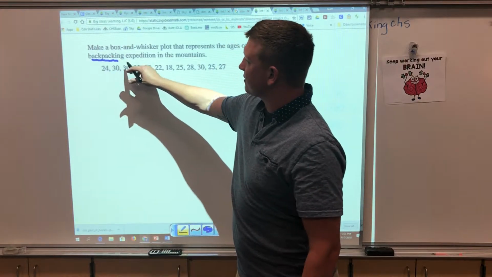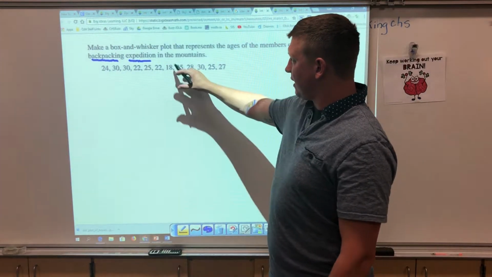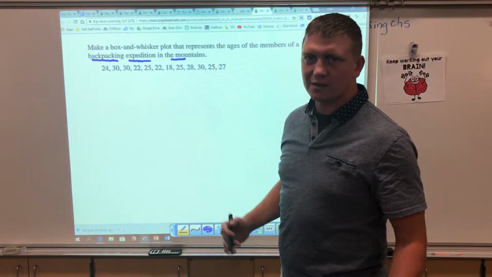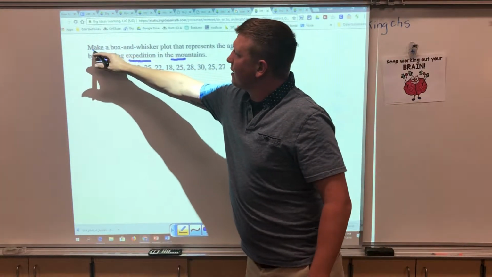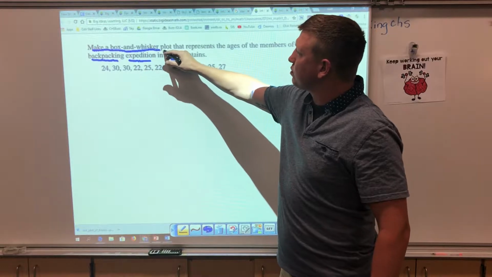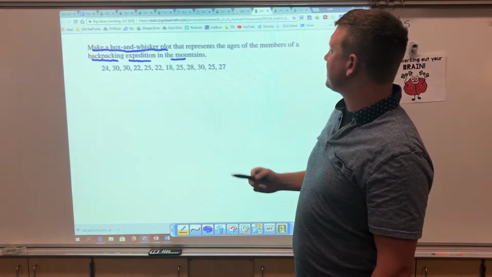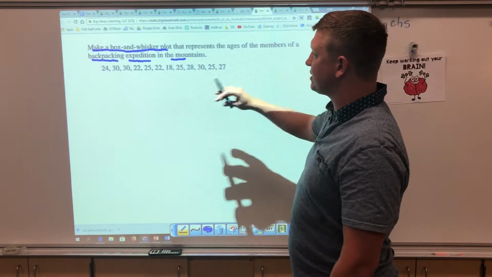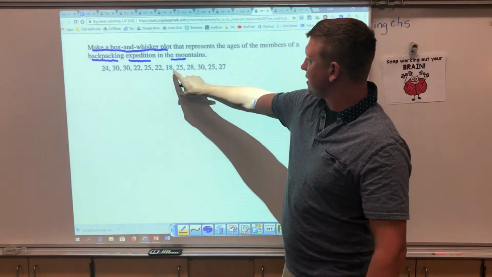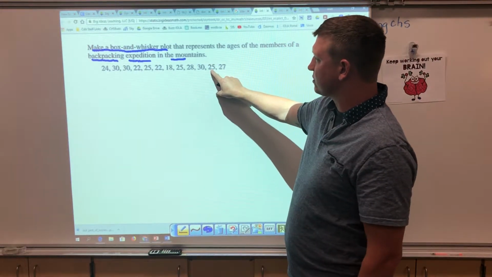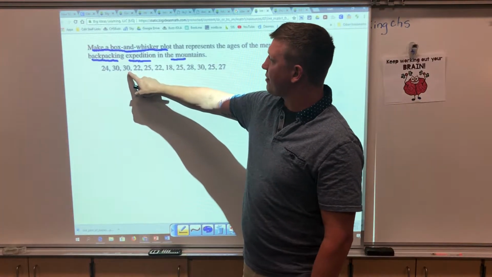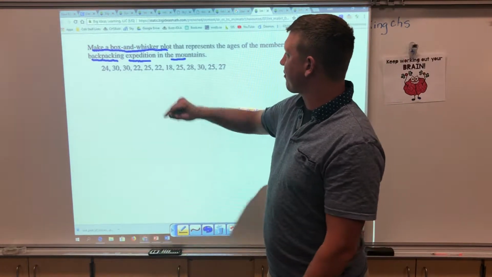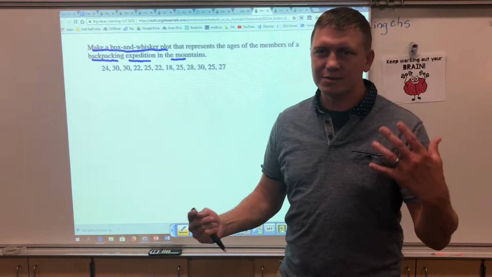They're going backpacking. It's an expedition in the mountains. Great. Not that we really are too concerned with that. But we're going to make a box and whisker plot that represents the ages of the members. So these are ages of who's going. There's an 18-year-old going. There's a 25-year-old going. 22, all the way up to, looks like the top number might be about 30. So there are 3 30-year-olds that are also going on this expedition through the mountains.